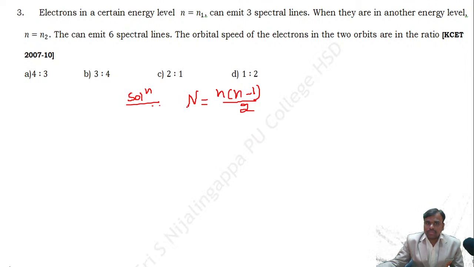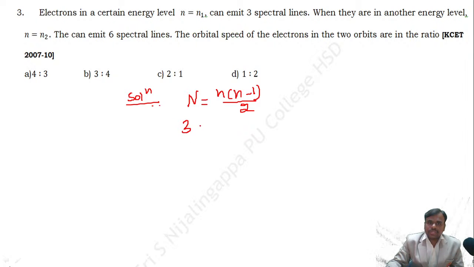Students, capital N represents the number of spectral lines emitted, small n represents the transition, in which orbit the transition takes place. See here, for the first case, we have to substitute the n. That means n is how much? For the first case, n is 3.